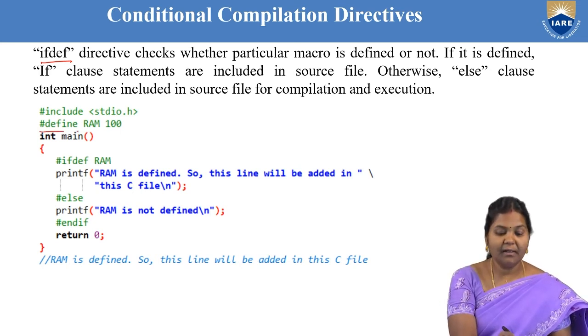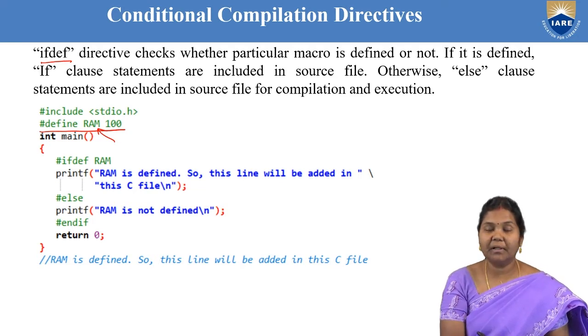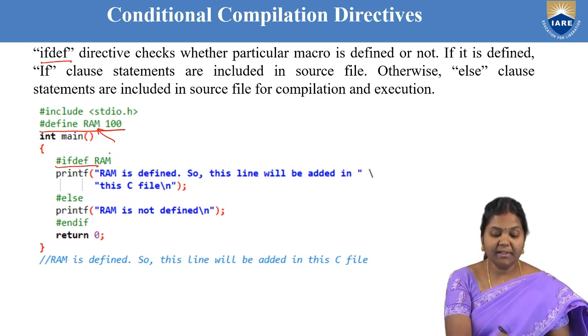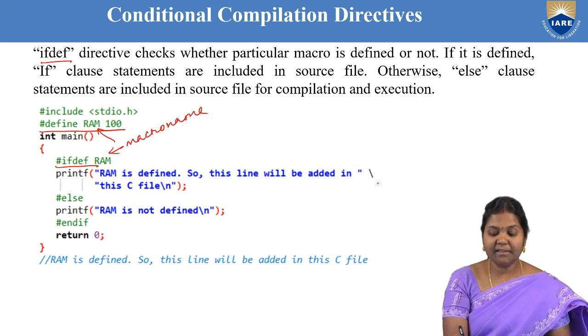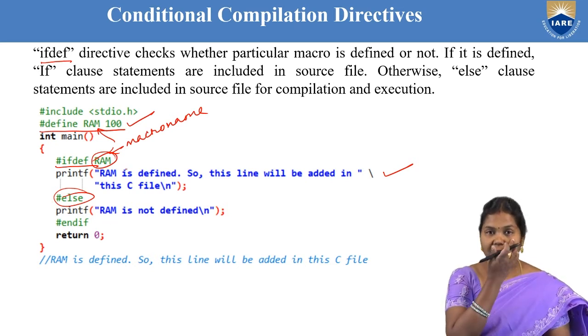For example, you have defined a macro, #define RAM 100. That means wherever RAM appears, it will be replaced by 100. But using #ifdef, how to use it? In your main function, we have written #ifdef RAM. That means if the macro name is already defined in your program, then it will execute this printf statement. If this macro name RAM is not defined, then it will directly go to the else clause. In this case, RAM is defined in your preprocessor section.